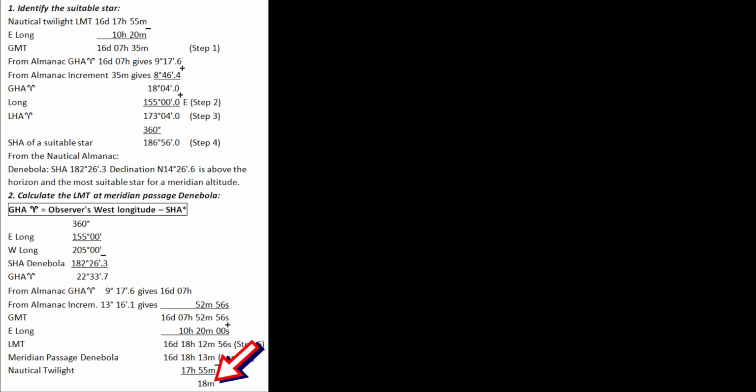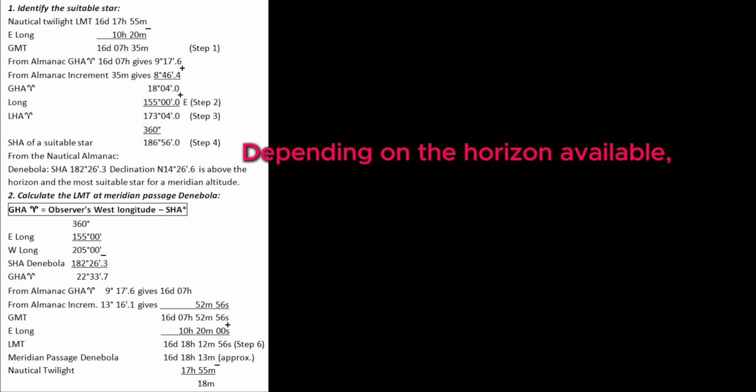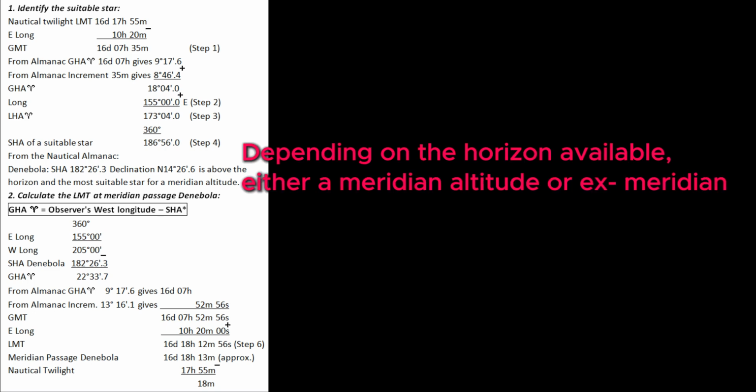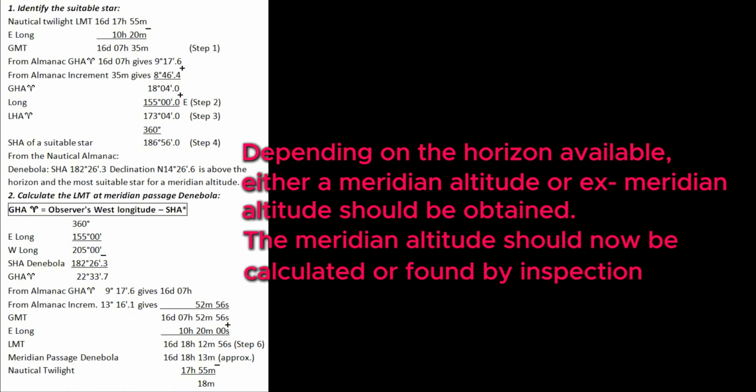Meridian passage occurs 18 minutes after the start of nautical twilight. Depending on the horizon available, either a meridian altitude or ex-meridian altitude should be obtained. The meridian altitude should now be calculated or found by inspection from suitable tables.